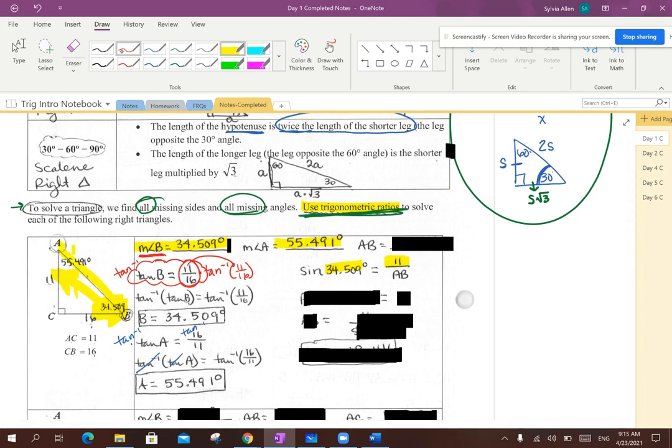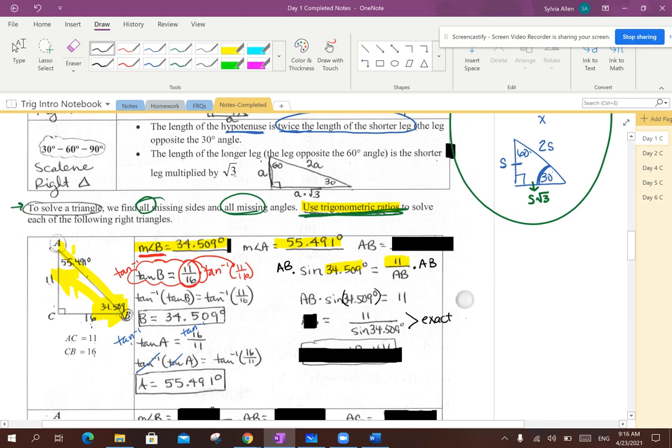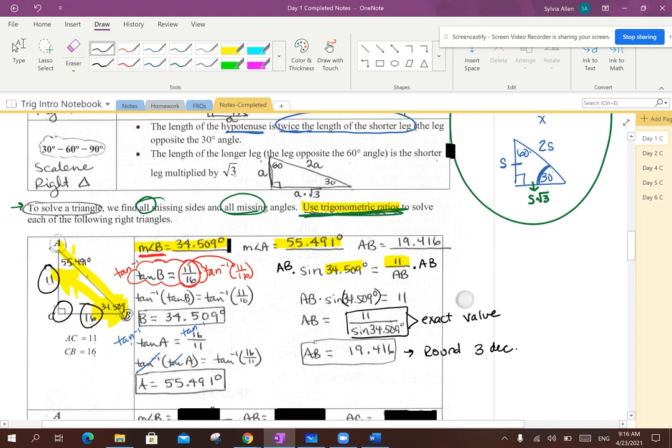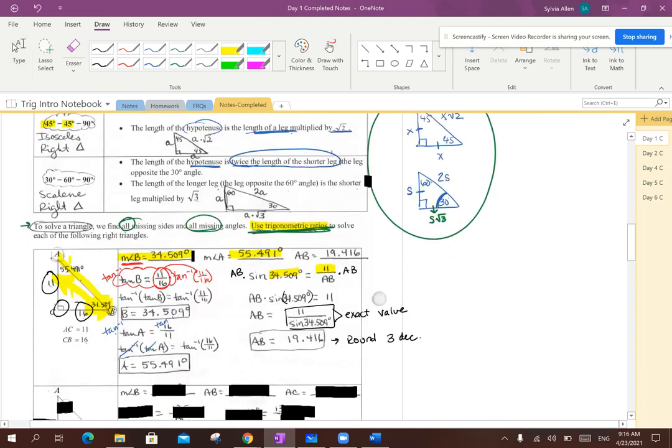And so again, what we would need to do to solve for AB is multiply both sides by AB. And then we're going to divide by sine of 34.509 to both sides. So this is the exact value. So AB, we would box this for the exact value or put it in our calculator and round. Okay. And so then we found all three sides. We had the two sides and an angle, and then we found the missing pieces. All right, so let's try this one now.